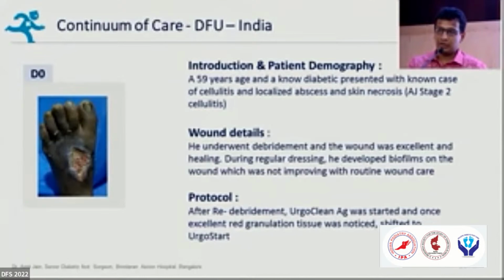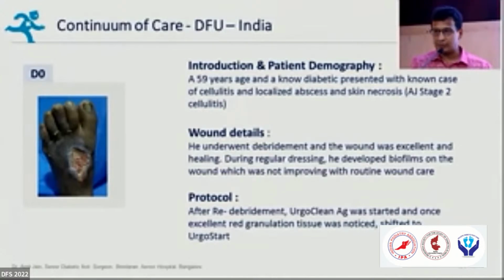In spite of continuing regular wound care, the patient was not showing improvement in the disappearance of the local biofilm, though the cellulitis had resolved. So we did a redebridement, and yet again we were not able to remove the biofilm. It was the time to use some agent, and we knew very well, from previous experience, that Urgo Clean AG has autolytic debridement and removal of biofilm. So we thought, okay, let's go ahead with this.